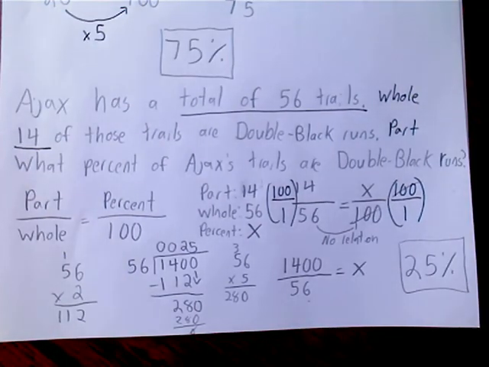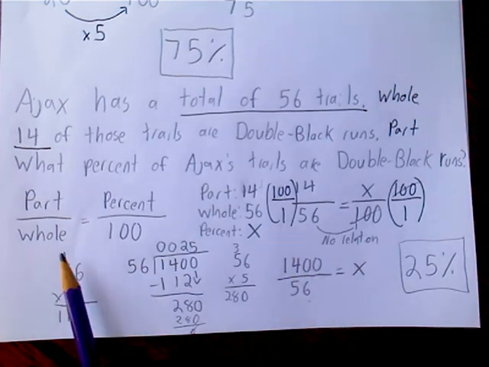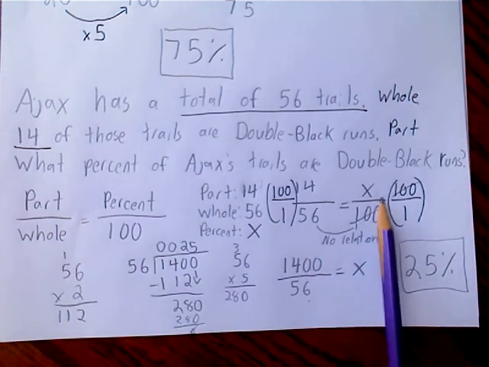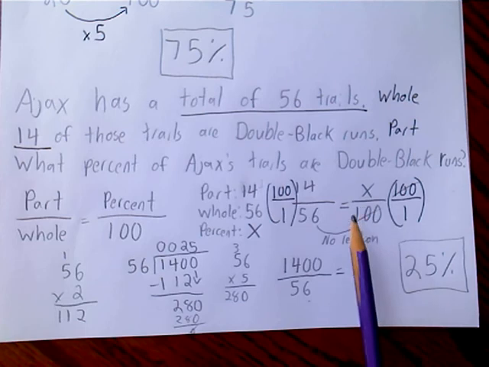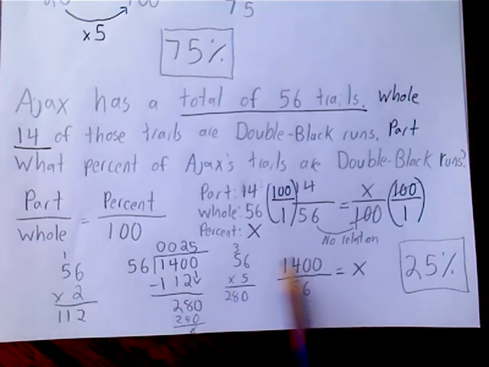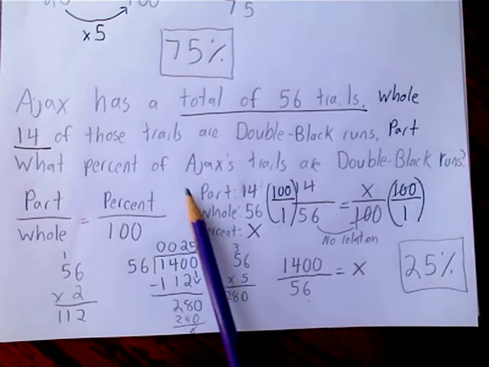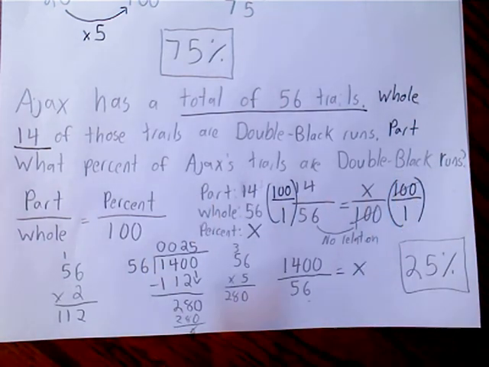Okay? To recap, we created a proportion based off of our key here, and we solved for x by doing it algebraically. That's why we had to do all these extra steps over here. And our answer is 25%. 25% of Ajax trails are double black runs.